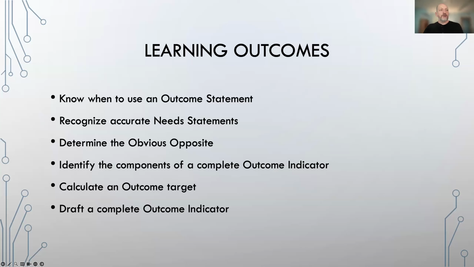Okay, so today, in a granular way, we'll get to know when we use these outcome statements. Part of that is going to be recognizing accurate needs statements. We'll look at how we determine the obvious opposite as a skill set. We'll identify the components of a complete outcome indicator. And then part of that will be calculating an outcome target and then drafting a complete outcome indicator. So if that sounds like a lot, hang in there. We're going to go through these concepts one at a time. If you have taken the Introduction to ROMA before, some of this may be familiar, but nothing in this is shared directly out of that content. So stay tuned for some new exercises, I suppose.